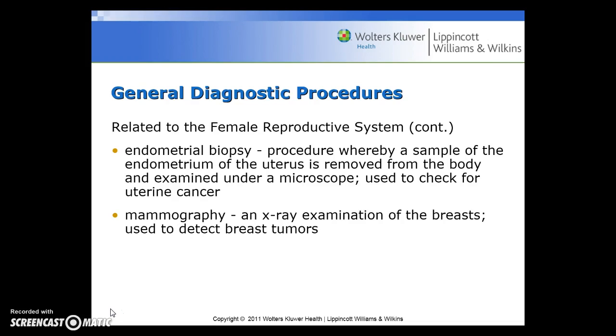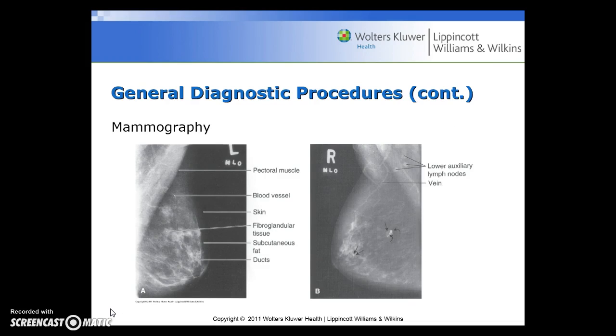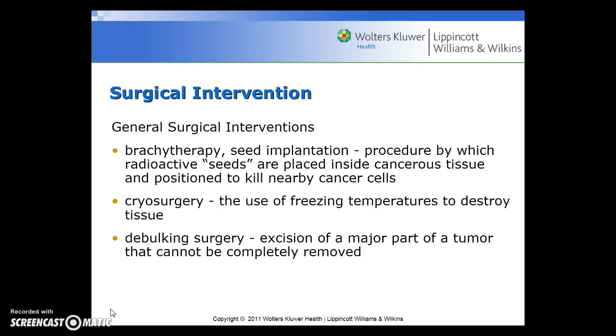That's a removal of a sample of the endometrium to check for uterine cancer, and a mammography is an x-ray examination of the breast used to detect breast tumors. And here we can see a mammography on the left with the pectoral muscle, blood vessel, skin, fibroglandular tissues, or fibrous breast, subcutaneous fat in the ducts, and in B, we can see the lower axillary lymph nodes are present there, and the vein.